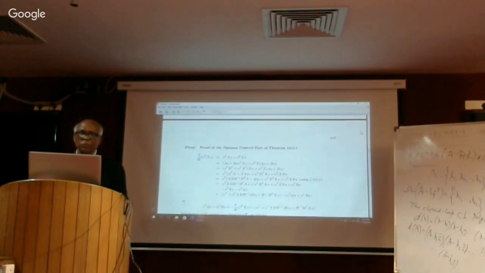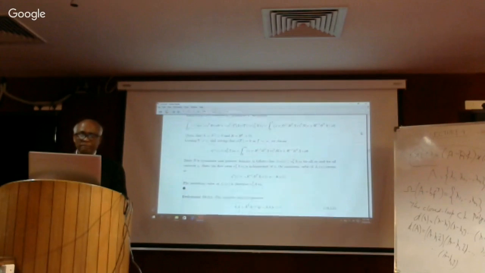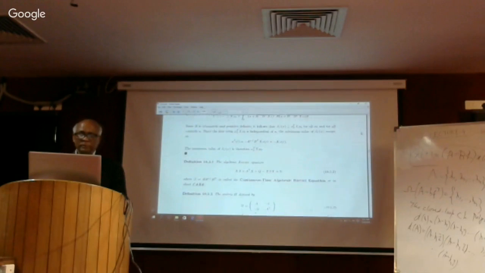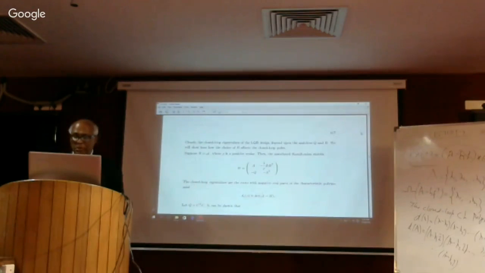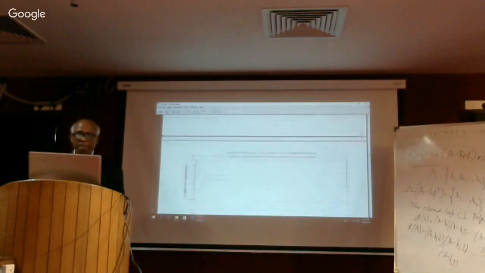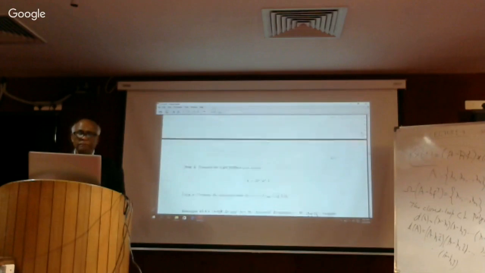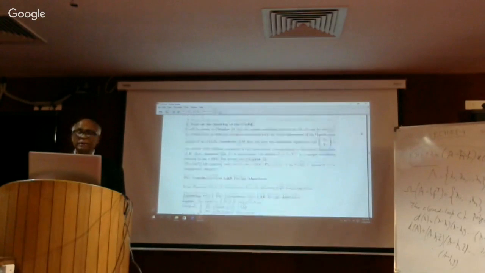There is a proof here. The proof is very interesting. One can see the proof. So this is the Riccati equation for continuous time. Of course, we are talking about continuous time, so it is the continuous-time algebraic Riccati equation. Now we'll be talking about the solution procedure of this equation a little later.